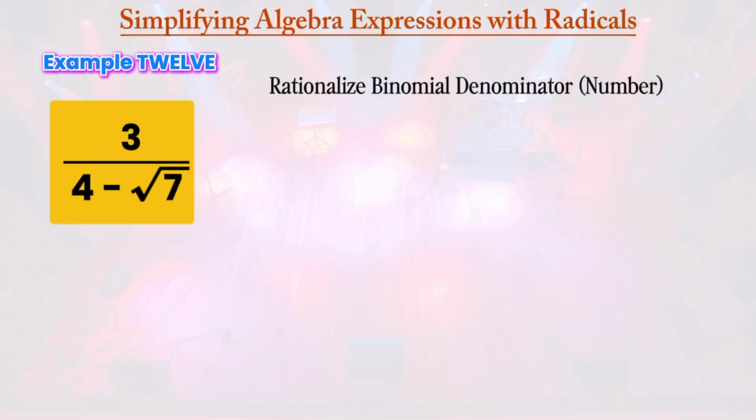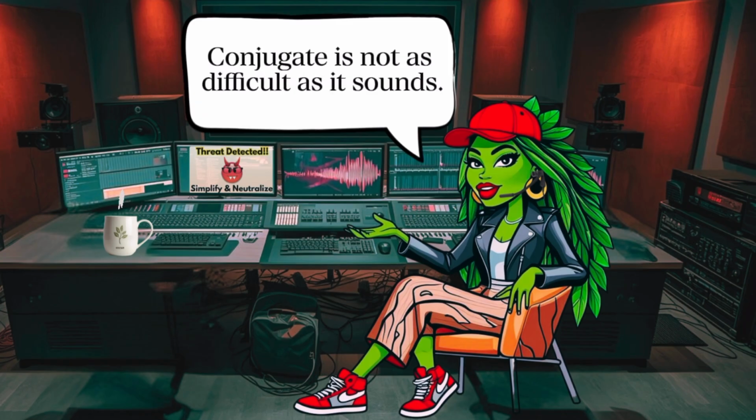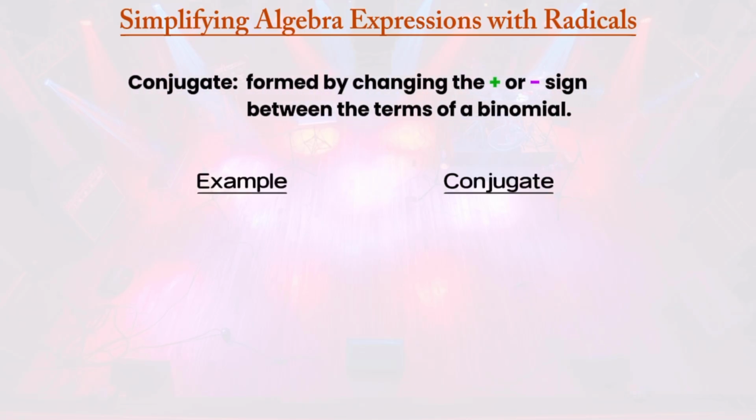Just like mentioned earlier, radical denominators are okay, but they still aren't preferred. So with this example, we're going to rationalize the square root of 7. To do that, we're going to use what is called the conjugate. The good news is, the definition is much easier than it sounds. A conjugate is formed by simply changing the plus or minus sign between two terms. In other words, the signs change while everything else stays the same.